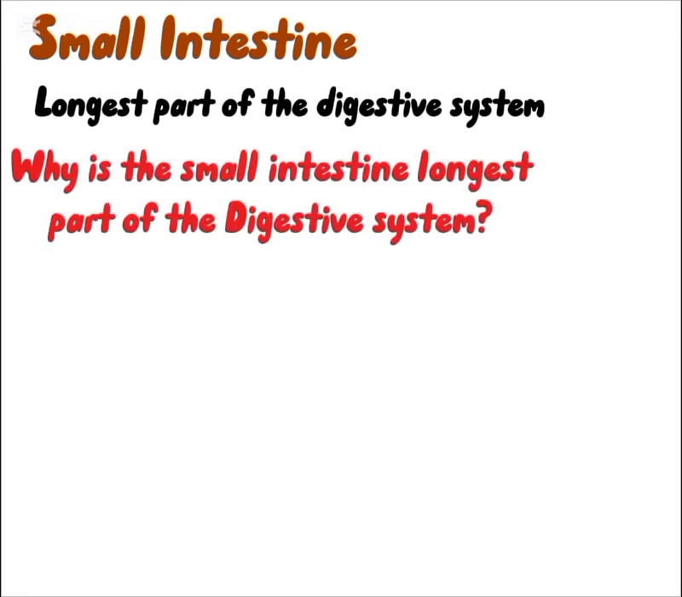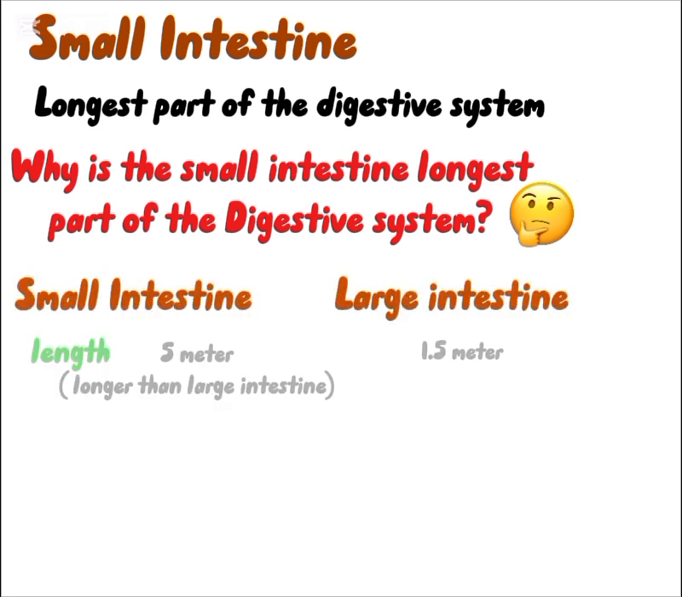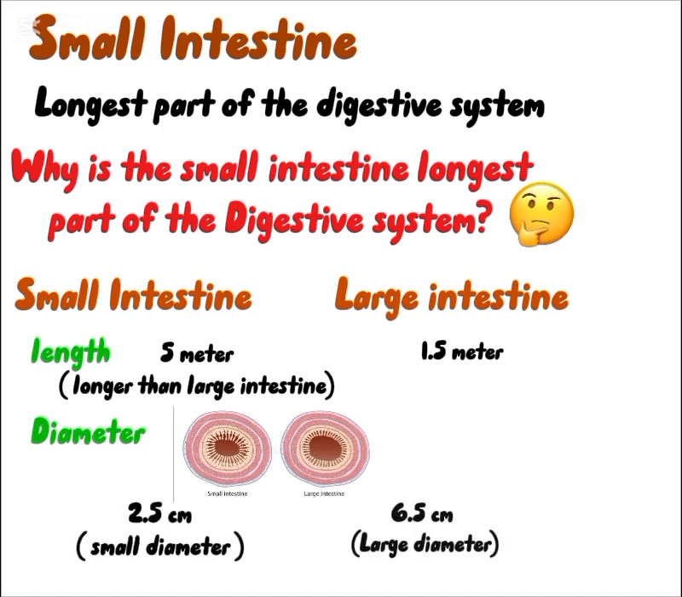Here is a point that can confuse you: why is small intestine the longest part of the digestive system? So I want to clear that it is called small not because of its length. In fact, it is longer than large intestine, measuring approximately 5 meters long. It is called small because of its narrow lumen or small diameter, that is about 2.5 centimeter. Large intestine, although shorter, measuring only 1.5 meters, has large diameter of approximately 6.5 centimeter. That's why it is called large intestine.